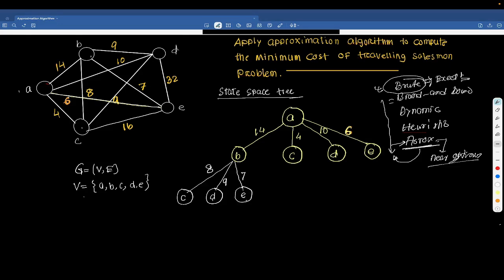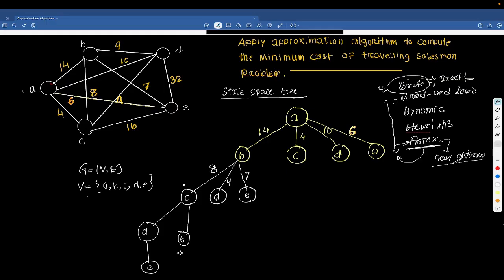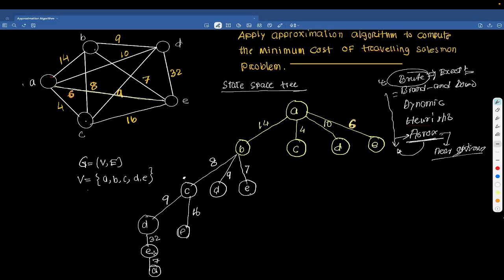Then when he is in C, he can move to city D, or he can move to city E. If he is in D, he can move to city E. From city E, he can move to city D. After that, he will return to node A. So once he is in D, he can go to city E, and from E, he can go back to city A. Here is the end of this trip.